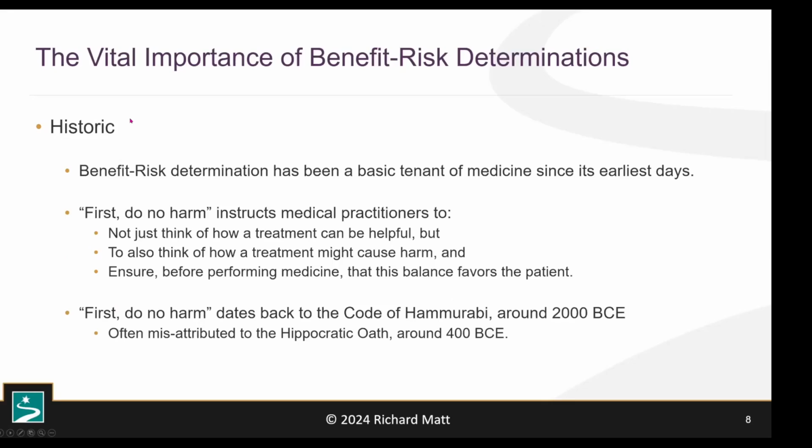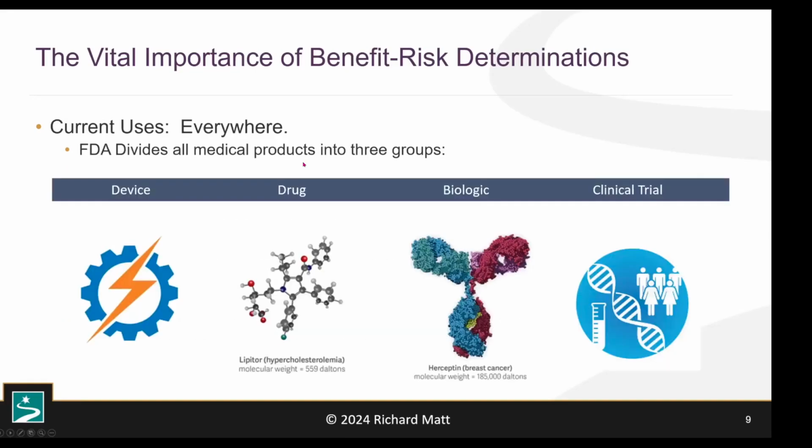So in terms of importance, historically, benefit risk has been with medicine for millennia. It's a basic tenet to all of medicine. The first do no harm goes all the way back to the Code of Hammurabi, 2000 BC. And it legally required physicians to think not just about how they can help patients with treatment, but what harm they might cause with the treatment, and making sure that the balance of those two favor the patient. It's very much the benefit-risk balance that we look at today. The result we're going to talk about is going to be used everywhere throughout medicine, with devices, with drugs, with biologics, even with clinical trials. So it's that fundamental across medicine.